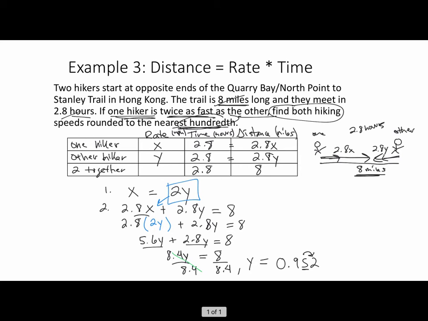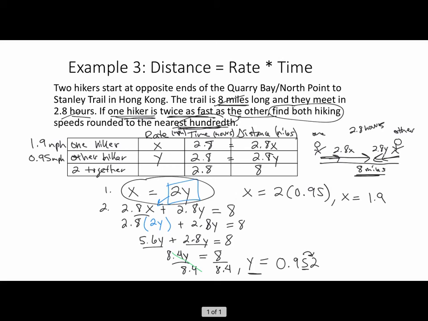So let me just put that over here next to y. What is y? Other hiker. So other hiker's rate would be 0.95 miles per hour. They do want me to find the hiking speed for both, so now I need to find one hiker. Okay, let me take this equation then. x equals 2 times y. We found y to be 0.95, so let's multiply that. And we find that x is 1.9. So 1.9 miles per hour would be the rate of one hiker.